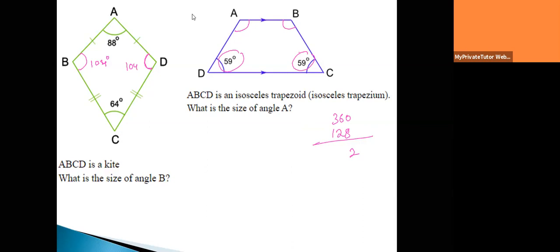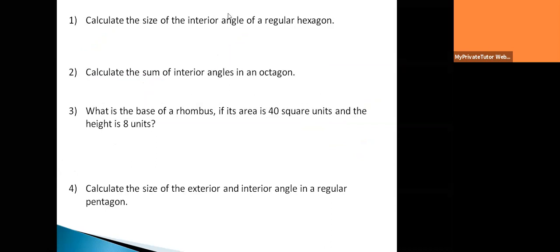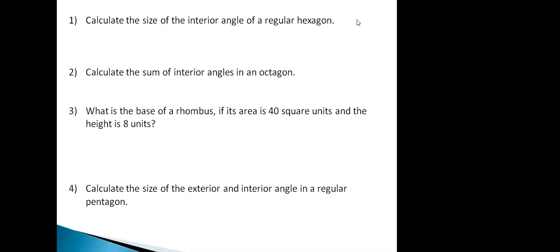These questions are okay. So if you want to try the first two questions, please go ahead and try. Calculate the size of an interior angle of a regular hexagon. How many sides does the hexagon have? So 720 is the answer. A 6-sided shape, you mean 6 sides. So each angle is 120.